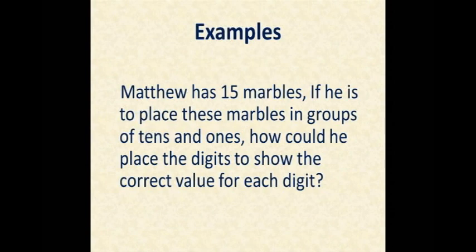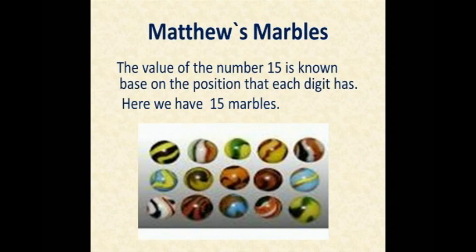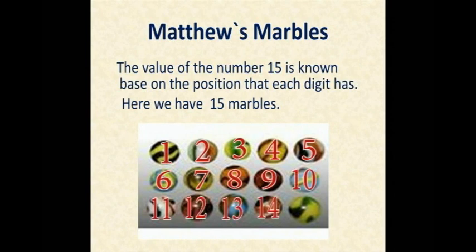Here we have an example of Matthew in a problem situation. Matthew has 15 marbles. If he is to place these marbles in groups of tens and ones, how could he place the digits to show the correct value for each digit? Here we have 15 marbles. You can count them with me. 1, 2, 3, 4, 5, 6, 7, 8, 9, 10, 11, 12, 13, 14, 15 in all.